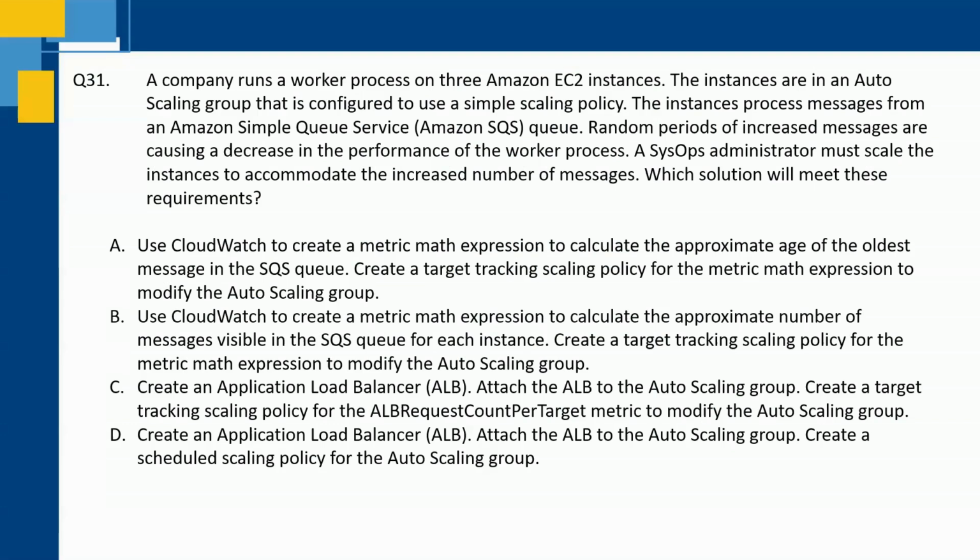Let's start with question number 31 of this series. A company runs a worker process on 3 Amazon EC2 instances. The instances are in an auto-scaling group that is configured to use a simple scaling policy. The instances process messages from an Amazon Simple Queue Service queue.